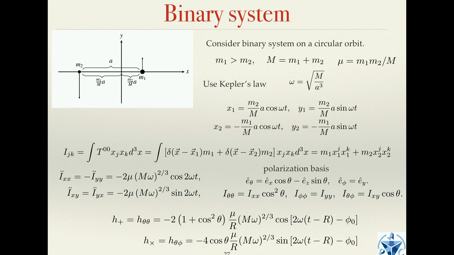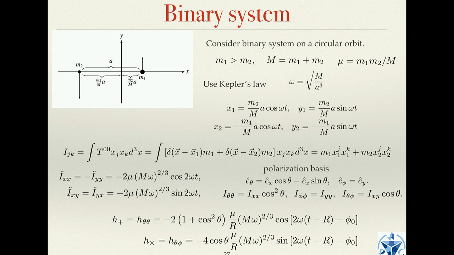M1 times x1 x1, M2 times x2 x2. And now I substitute x1, x2, y1, y2 in these expressions. JK basically stands for xy, okay? And index 1 and 2 labels the bodies. If you do that, you will get these expressions. Now, one way of proceeding is taking the TT part of this and trying to derive what we had before, this IJK. I want to actually jump a bit and derive right away h plus and h cross. It doesn't matter which route you take, you will end up with the same answer.